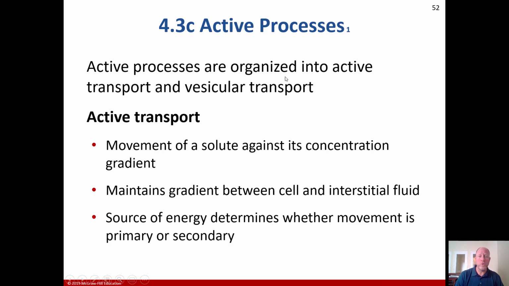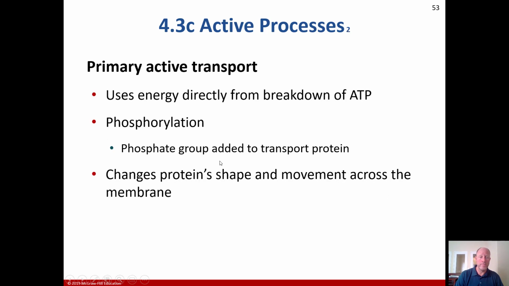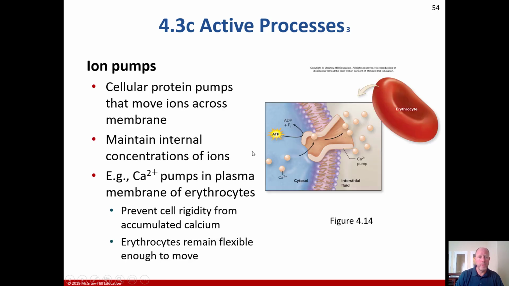Active processes are organized into active transport and vesicular transport. Active transport is the movement of a solute against its concentration gradient, right? ATP would be an example, maintaining that gradient between the cell and interstitial fluid, and the source of energy determines whether the movement is primary or secondary. For primary, we're talking about the breakdown of ATP. In phosphorylation, a phosphate group is added to the transport protein. This changes the protein shape and movement across the membrane.